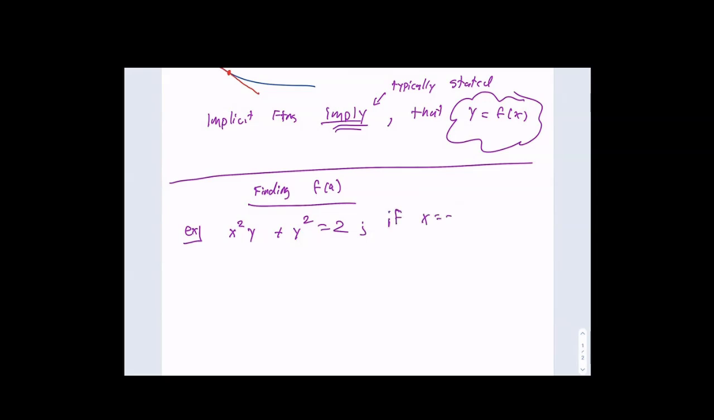If x equals -1, find f of -1. That's a terrible word. Find f of -1. State as a coordinate.